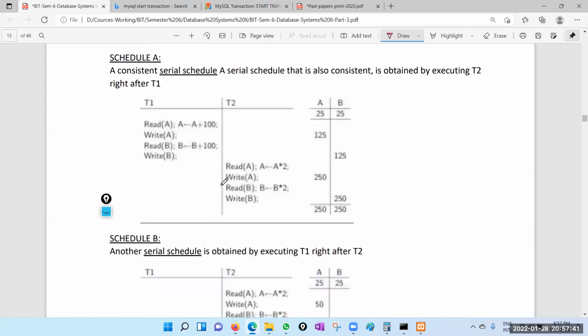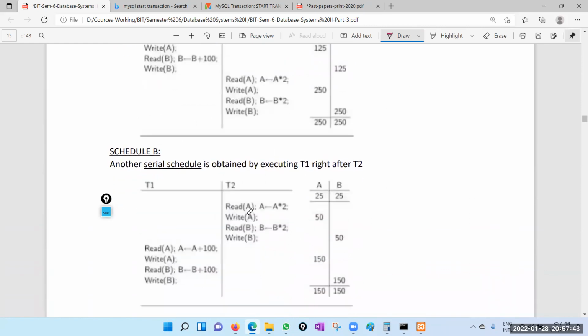Now look at schedule B. That is another serial schedule, T2 then T1. Again, let's assume the same values, 25 and 25.